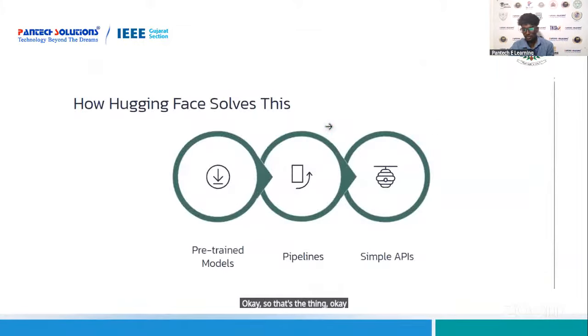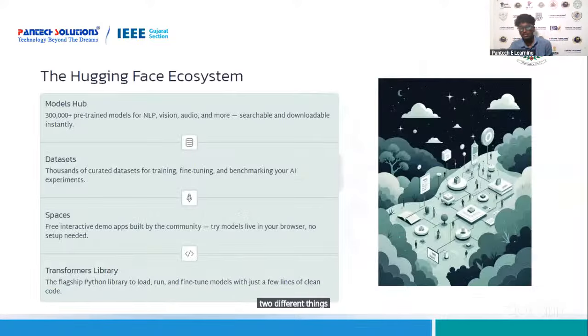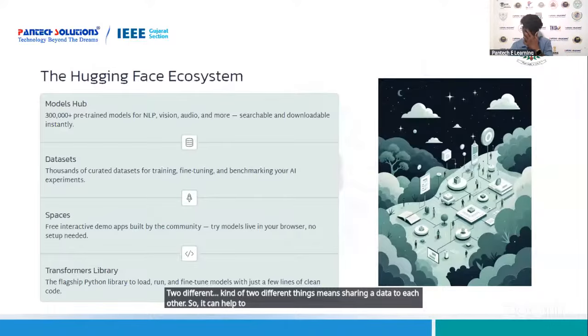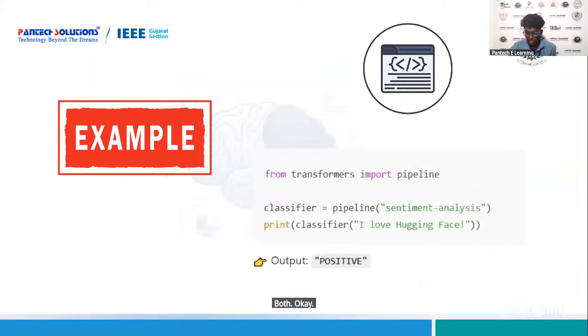So pretrained model pipelines connect to each other simply through APIs. APIs, as I already said, are application programming interfaces used for connecting two different things. Connecting two different things means sharing data with each other, so it can help to improve both. I have already told this about transformers.